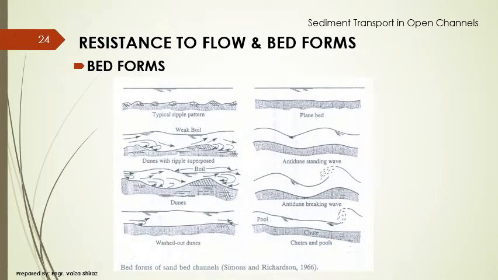This figure shows the basic layouts for different types of bed forms. So this is plane bed, this is a ripple, this is dune with ripple superposed, dunes, chutes and pools, anti-dunes.